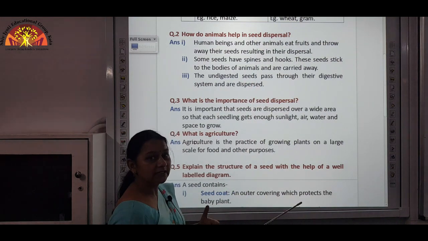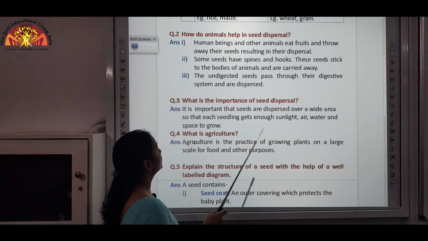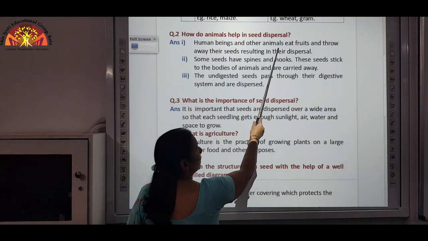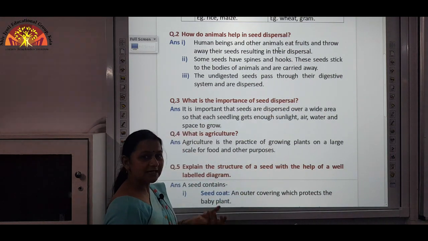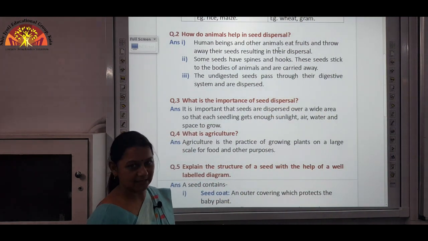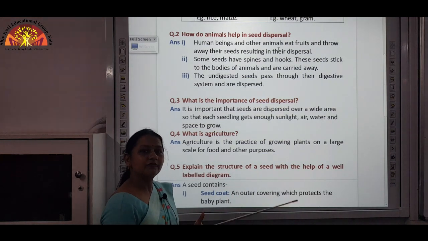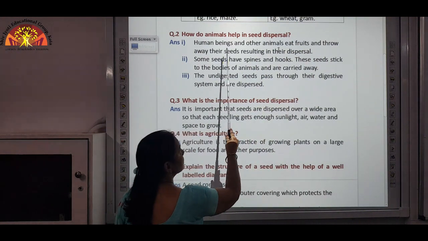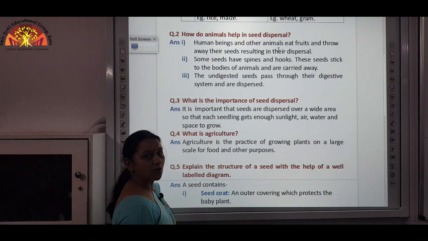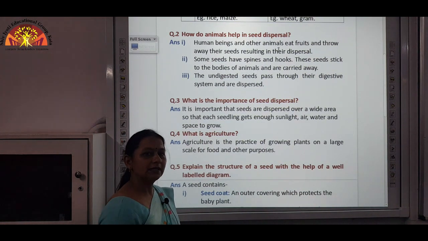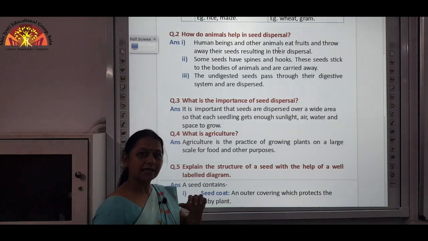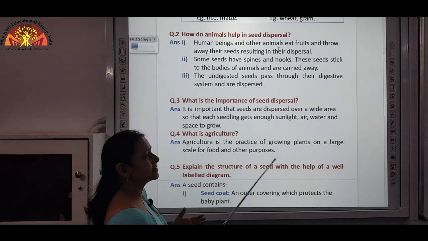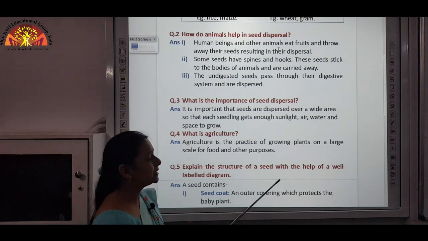Animals are the agents of seed dispersal, as I have told you earlier. How are they helping? Human beings and other animals eat fruits. We eat up the fruits, and what do we do? We throw away the seeds, isn't it? So, that is a way of dispersal. Similarly, the animals also eat up the fruits and throw away the seeds, and this is how animals disperse the seeds.